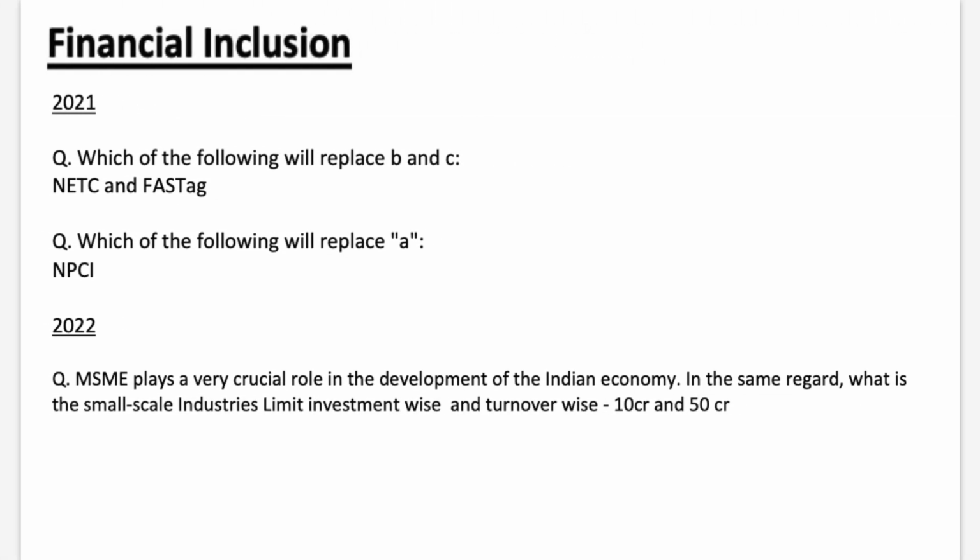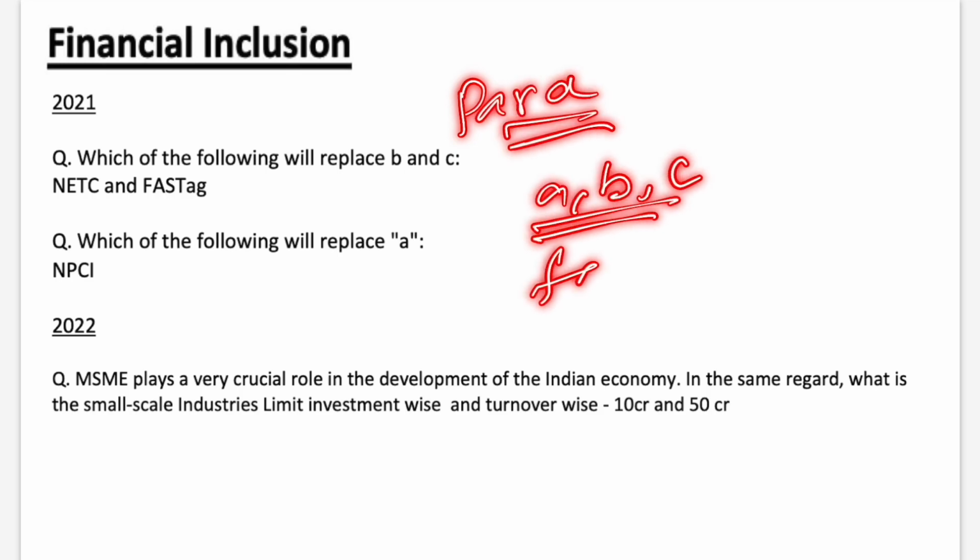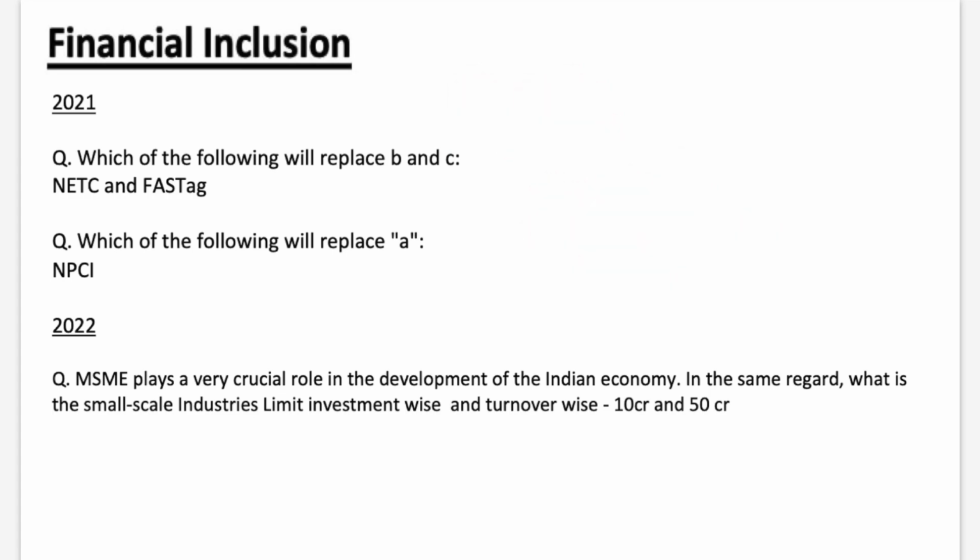Then for financial inclusion in 2021 there was a question. It was a paragraph, and again there were ABC options which needed to be replaced, and it was all about FASTag. So yeah, it was a pretty easy question. And in 2022 there was a question on MSMEs, how they play a crucial role, and it was asked, for small scale industries, what is the limit for investment and the turnover?